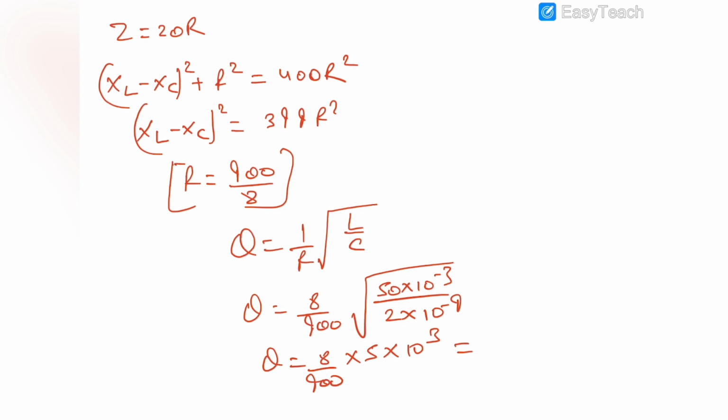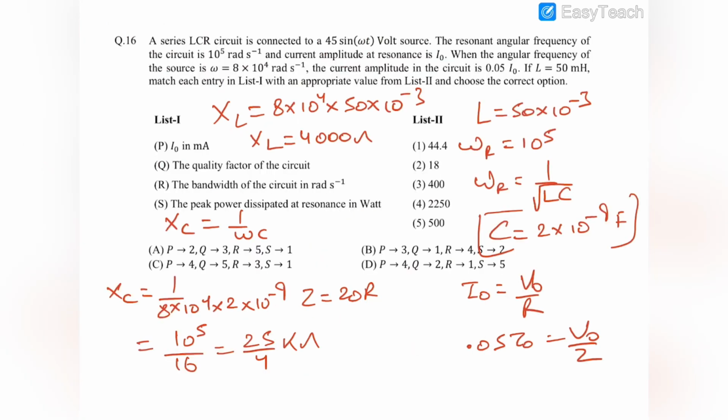Okay, so this would be 4000, I guess. 8 into 5 is 40, and 40 into 10 is 400, and this 400 by 9. So this is 400 by 9, and 400 by 9 is approximately 44.44. So the value of Q factor would be 1. So Q is matched with 1. So the correct answer is B.